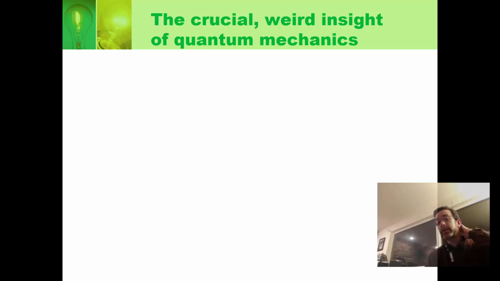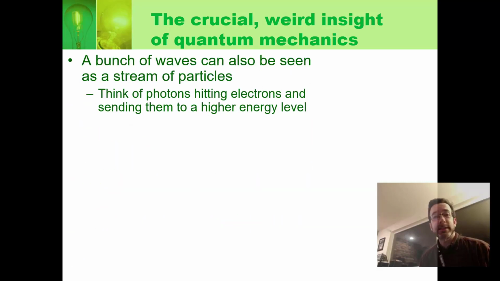Okay, so the crucial weird insight that we're dealing with in quantum mechanics is that everything, and especially electrons, is both a particle and a wave at the same time. If you ask the question, is this a particle or is it a wave? The answer to that question is yes. So a bunch of waves can also be seen as a stream of particles.